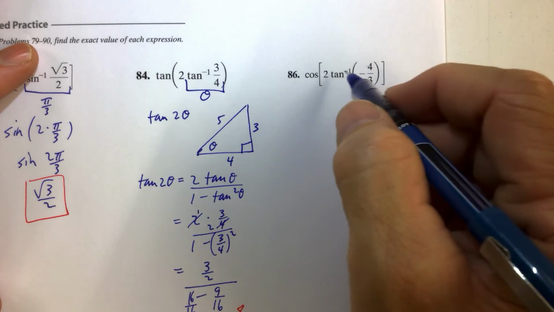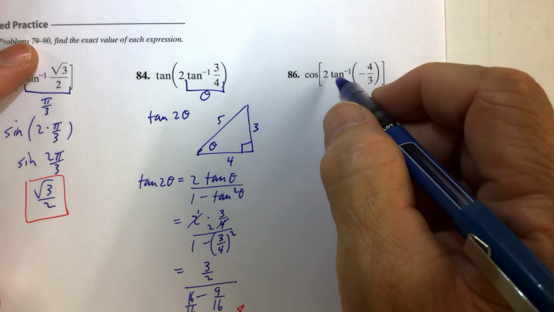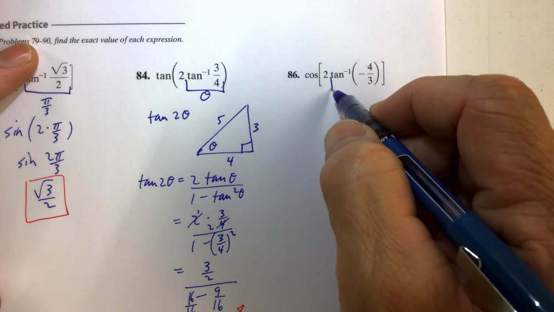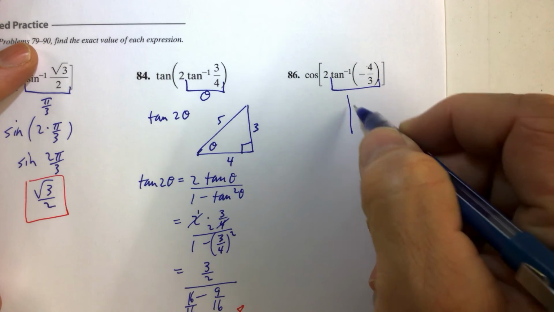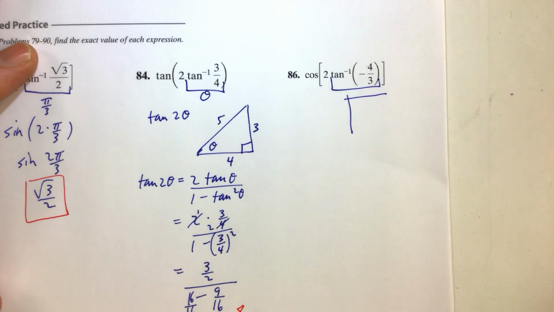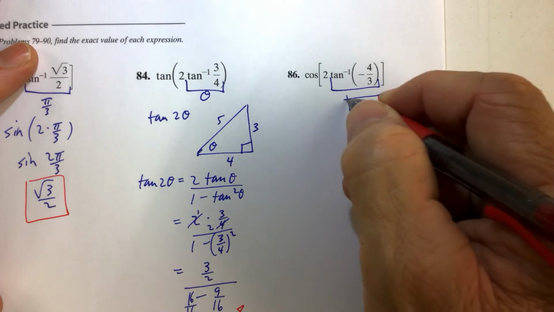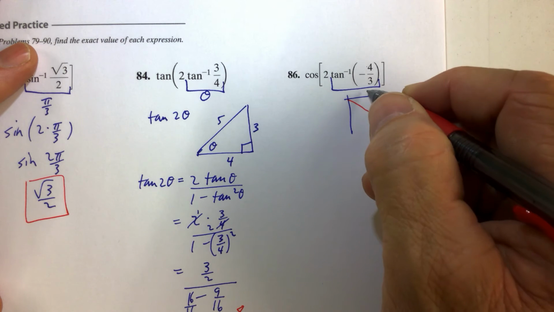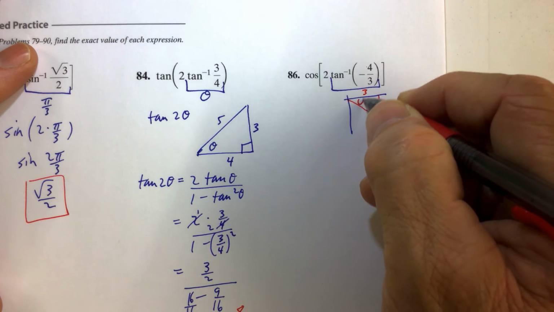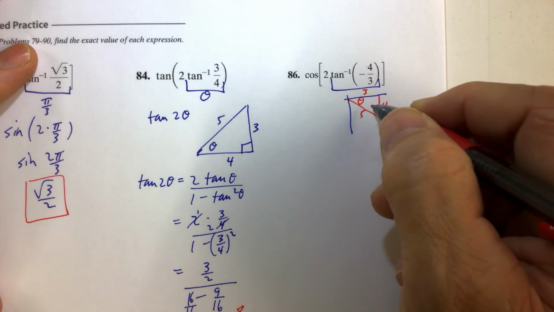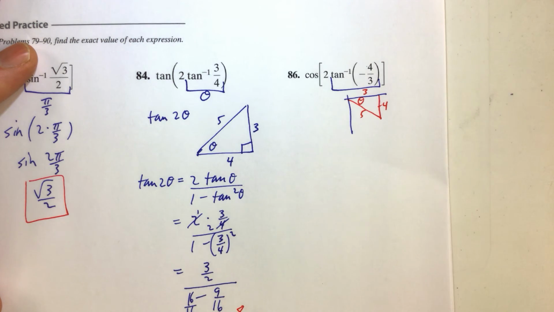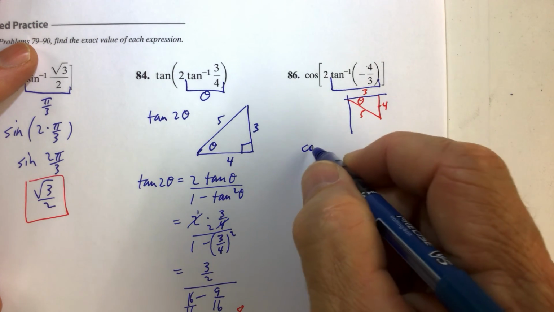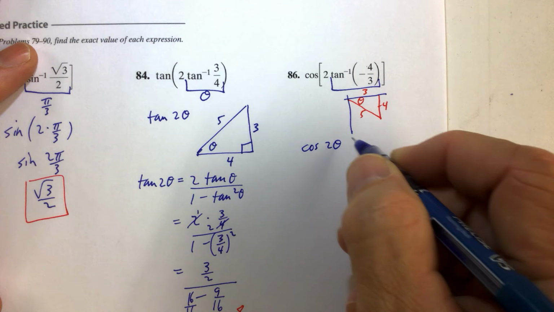See how it goes. Inverse tangent of negative 4/3. Oh, wow. Okay, so we know that that's going to be an angle in the 4th quadrant. And the 4 is there, and the 3 is there. So negative 4 there, 3 there. Let's call that theta. Let's call that 5. And so we have cosine of 2 theta.